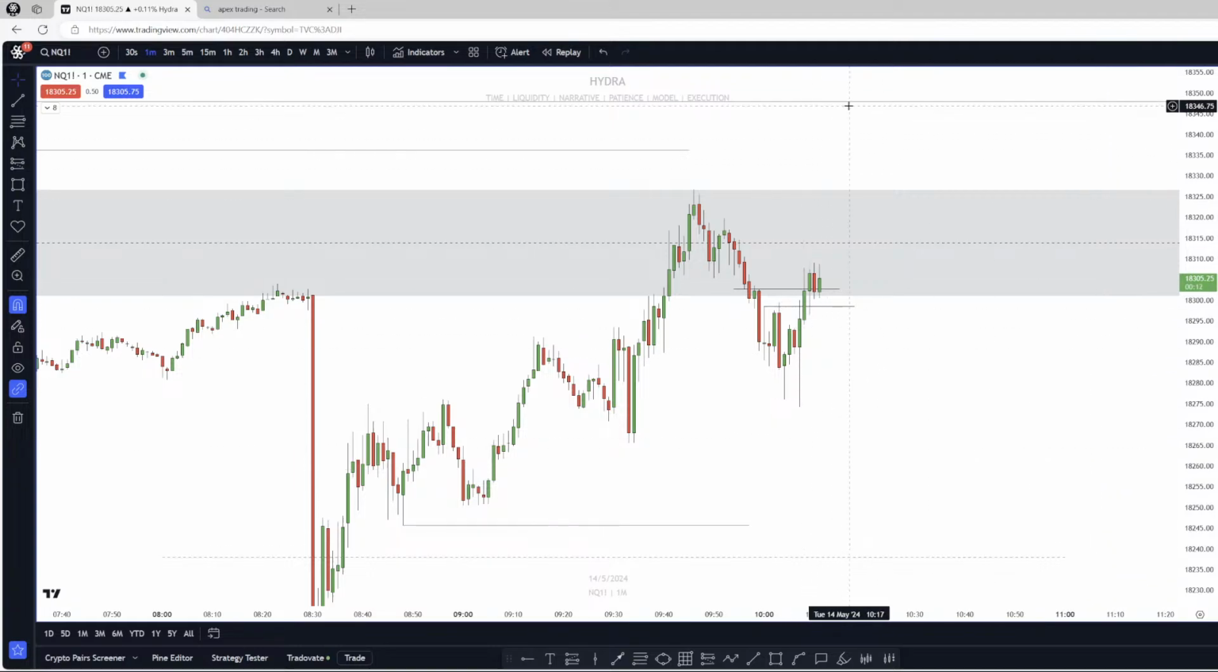And I'm not interested in longs as long as this is visible to me. This is too clean. We don't have any stop hunt, any major stop hunt down here.